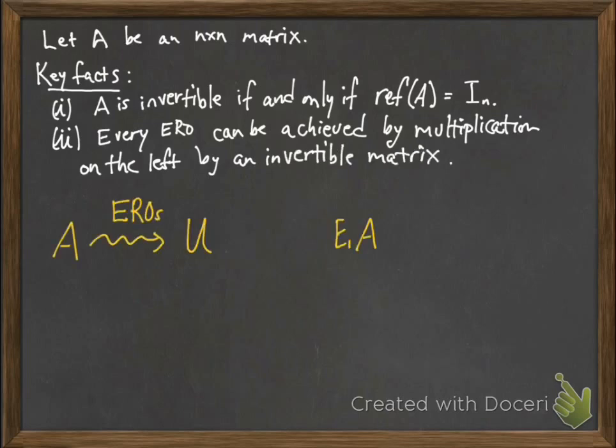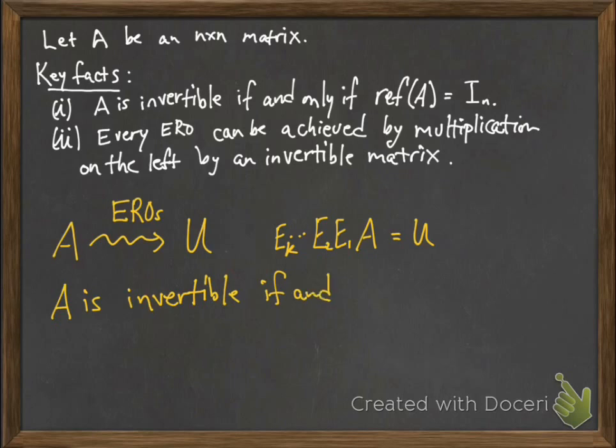Right? So what does that mean? That means if I do elementary row operations to take A to its echelon form, I can achieve the same effect by multiplication on the left by E1 first, and then by E2 to do the second operation, E3, all the way up to EK.